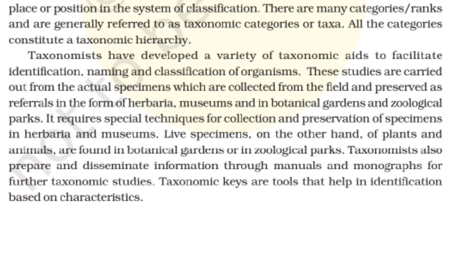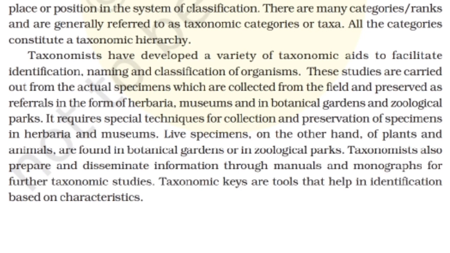Taxonomists have developed a variety of taxonomic aids to facilitate identification, naming, and classification of organisms. These studies are carried out from the actual specimens which are collected from the field and preserved as referral in the form of herbaria, museums, and in the botanical gardens and zoological parks. It requires special techniques for collection and preservation of specimens in herbaria and museums. Live specimens, on the other hand, of plants and animals are found in botanical gardens or in zoological parks.